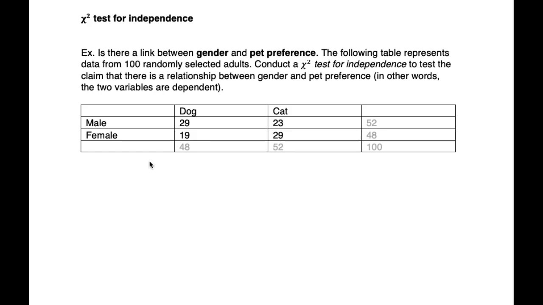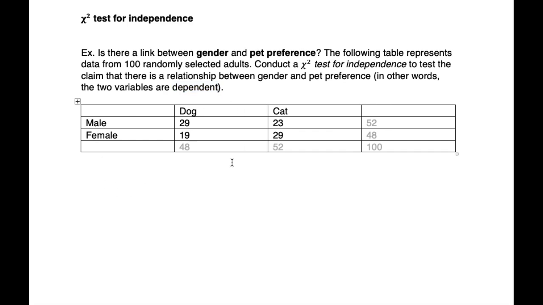In this video, I will do an example conducting a chi-squared test for independence. Example: is there a link between gender and pet preference? The following table represents data from 100 randomly selected adults. Conduct a chi-squared test for independence to test the claim that there is a relationship between gender and preference. In other words, the two variables are what we call dependent.